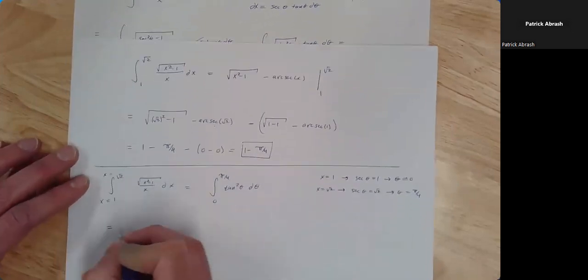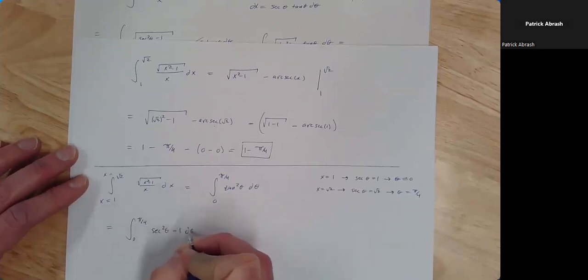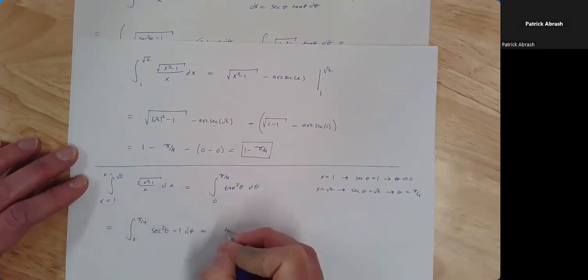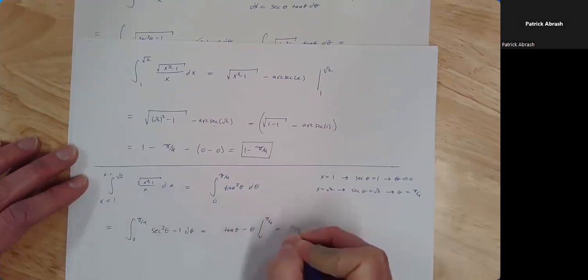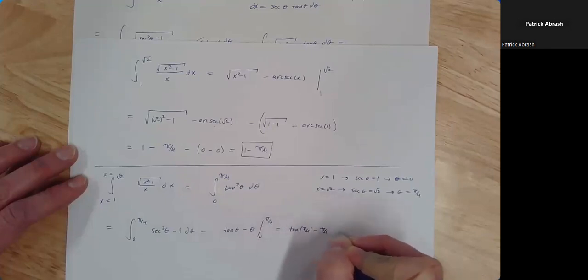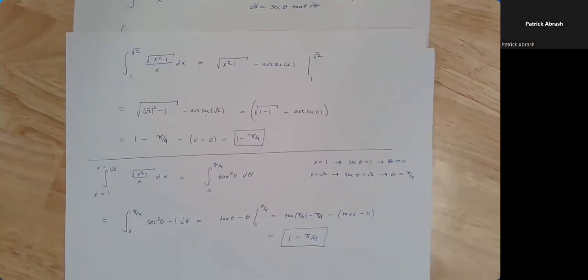You can say it's going to be the integral from 0 to pi over 4 of secant squared theta minus 1 d theta. And then that's going to be tangent theta minus theta from 0 to pi over 4. You get tangent of pi over 4 minus pi over 4 minus tangent of 0 minus 0. And that's exactly equal to 1 minus pi over 4 minus 0 minus 0. So you get the same answer either way of doing it. It just depends on how you want to see it.